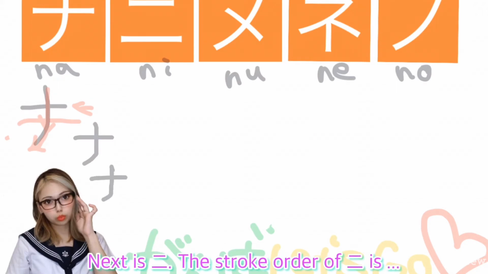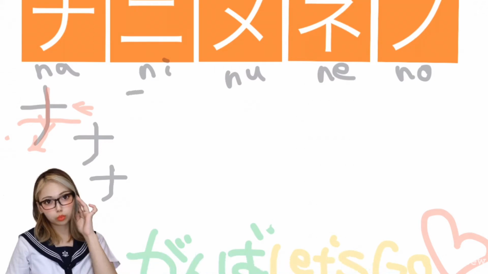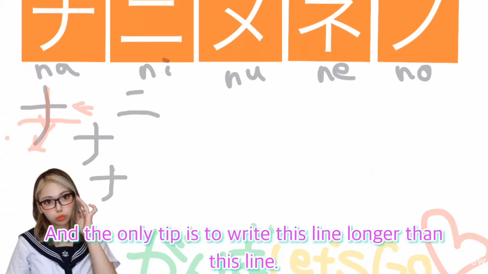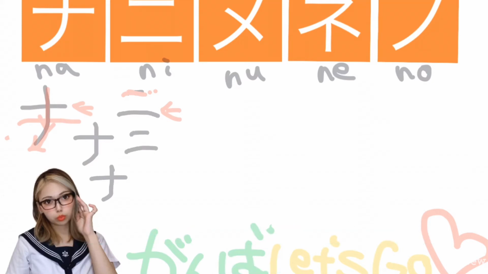Next is ni. So the stroke order of ni is 1 and 2. And the only tip is to write this line longer than this line. Okay, so I'll write down again. 1 and 2.